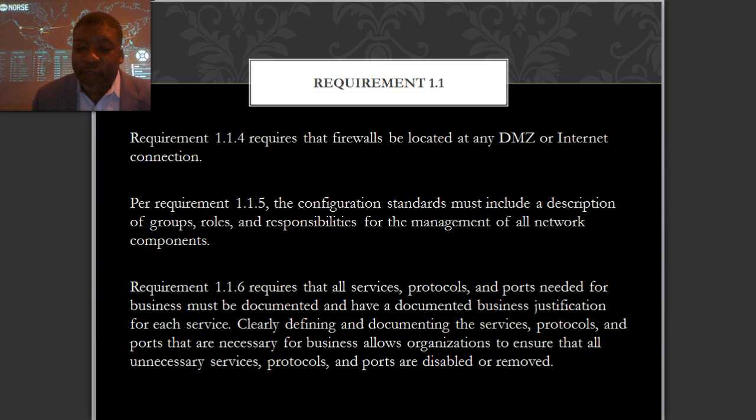By clearly defining and documenting these services, protocols, and ports that are necessary for business, organizations can ensure that all other services, protocols, and ports are disabled or removed. Approval should be granted by personnel independent of the personnel managing the configuration. That's 1.1.6 in a nutshell.